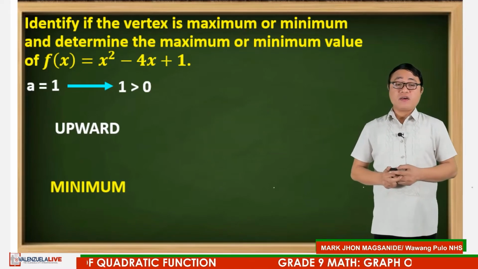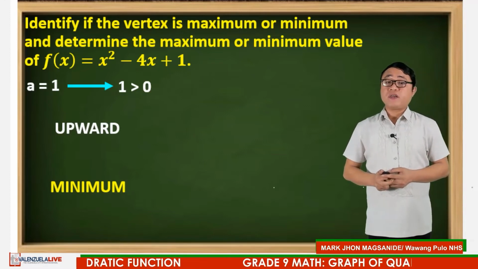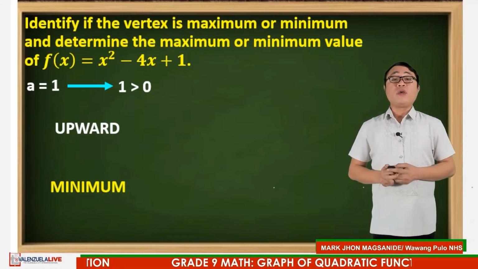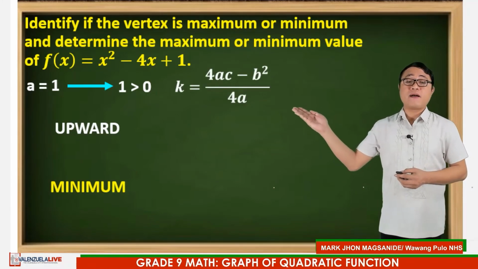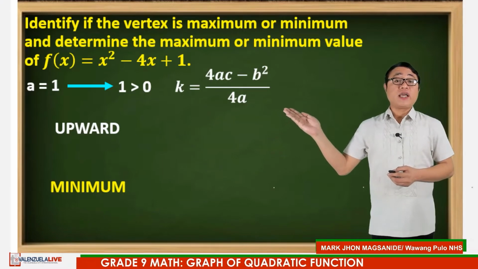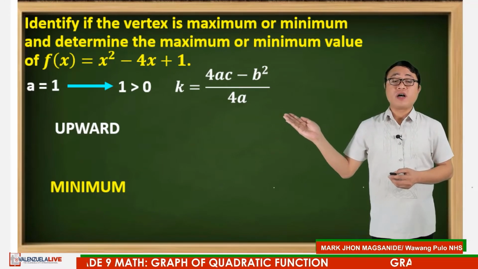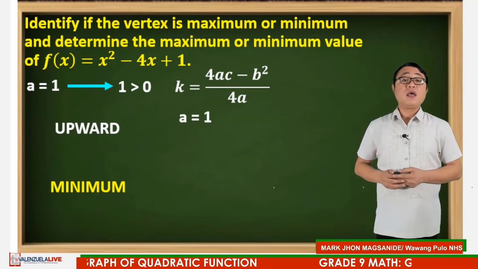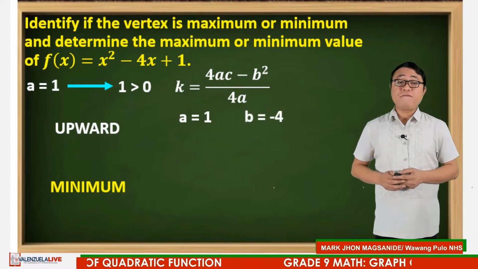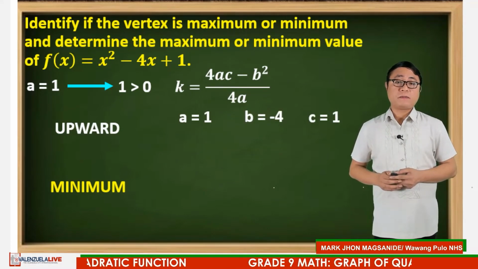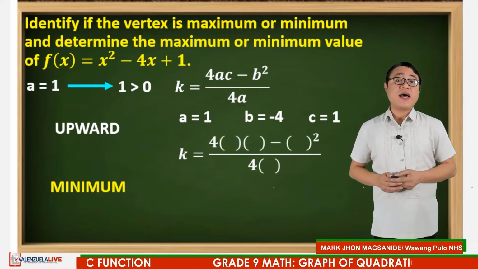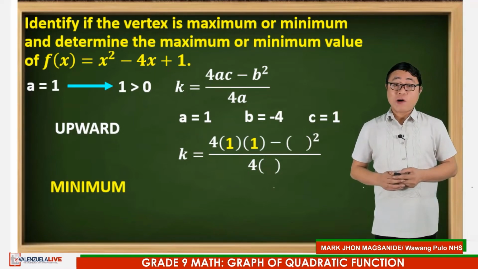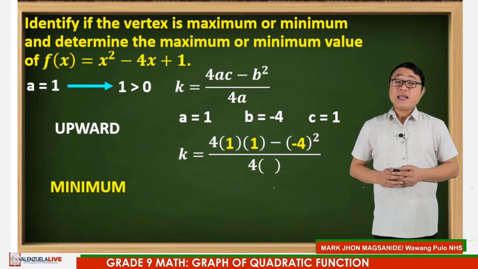For the minimum value of the given quadratic function, remember that the value of k determines the maximum or minimum value. With this, we will use this formula. K is equal to 4ac minus b squared all over 4a. Identify the values of a, b, and c. A is 1, b is negative 4, and c is 1. Substitute these values in the formula. A is 1, for c, 1, for b, negative 4.